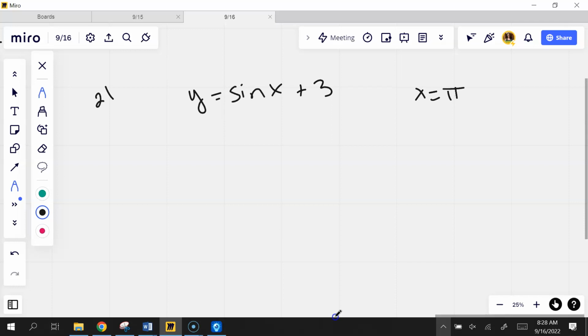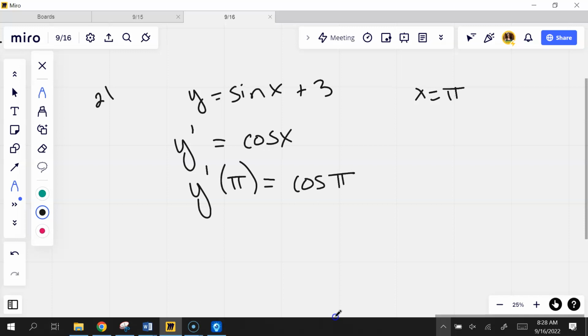So tangent, and both of them require me to find the slope at pi, yes? So I need to do the derivative first. So derivative of sine is, of course, cosine. Derivative of 3 is just 0. So what is the derivative at pi? So the cosine of pi is negative 1. I'm on that unit circle all the way over. There's my slope.